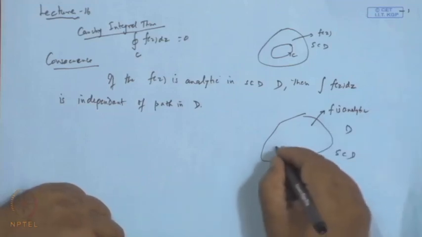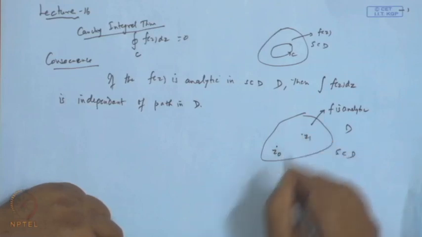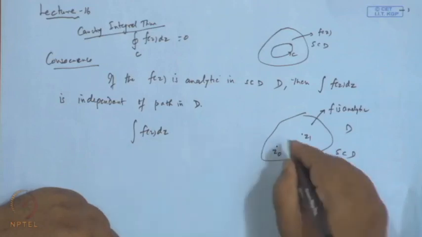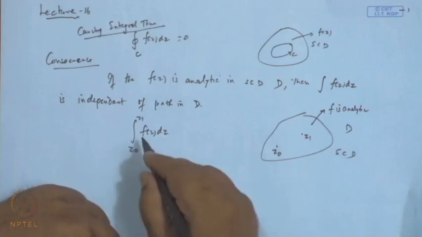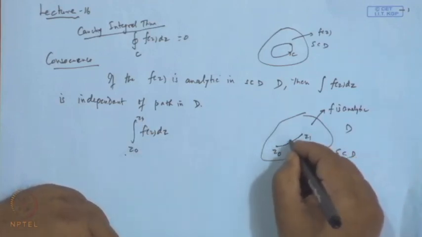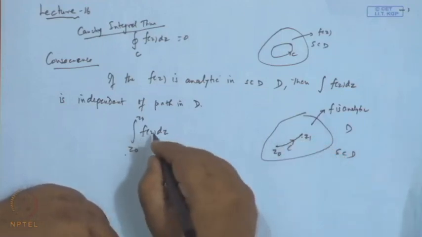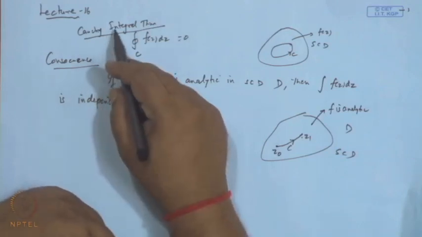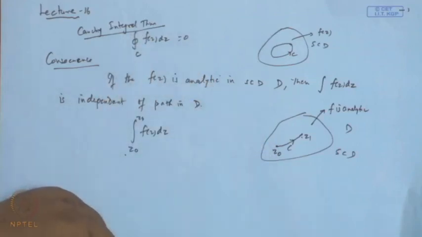That is, if D is this simply connected domain and the function f is analytic at each point, then if we pick up 2 points z0 and z1, the integral of this function f(z) dz from z0 to z1 will depend only on the points z1 and z0, but does not depend on the path of integration. Whatever path you choose joining these 2 points, the value of the integral will remain the same. So this comes out as a consequence, or an application, of the Cauchy integral theorem.